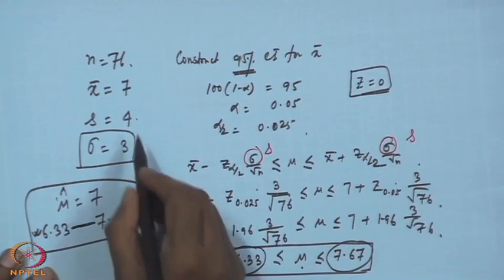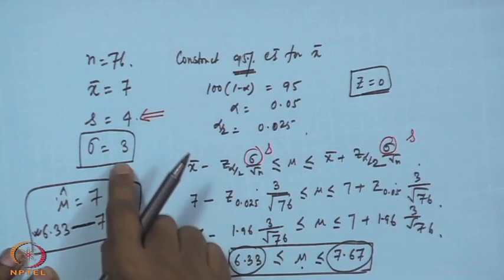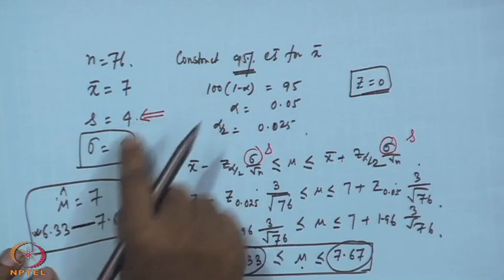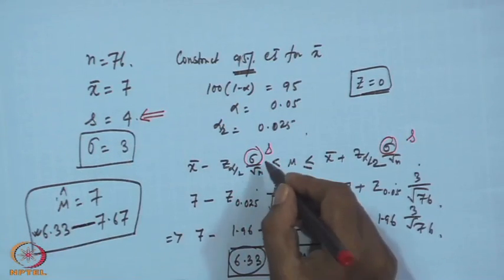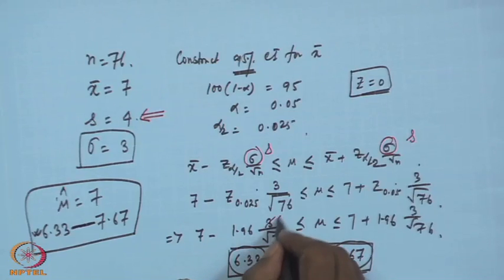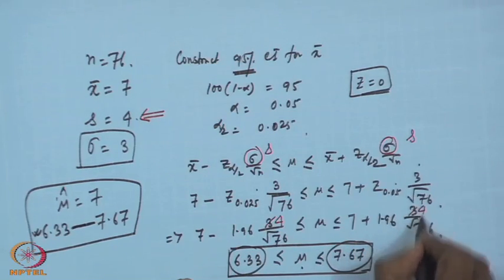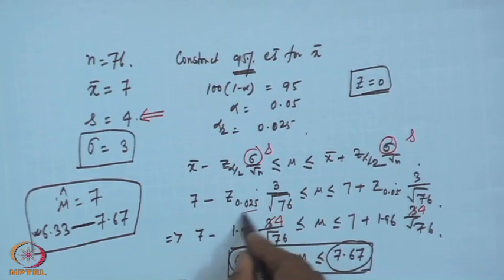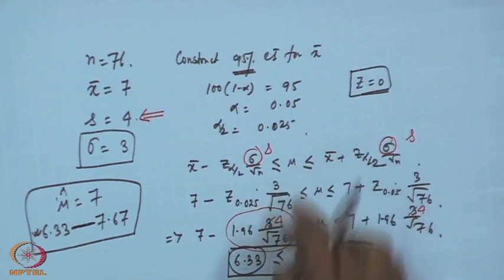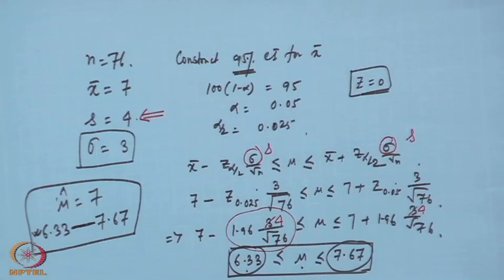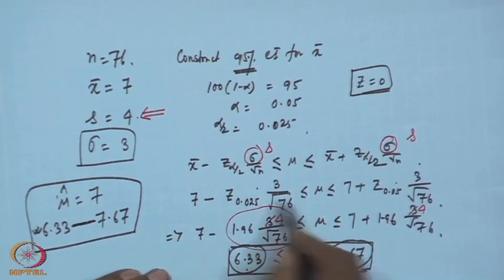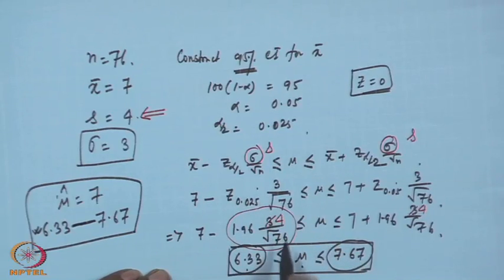You see, in the given problem sigma and S are not the same. S is equal to 4, sigma is equal to 3. So, you will replace everything, it will be 4 by this instead of 3 by this. Ultimately, the resultant quantity will be bigger than the earlier one and the interval will increase. If you compute this, you will find the interval increases.